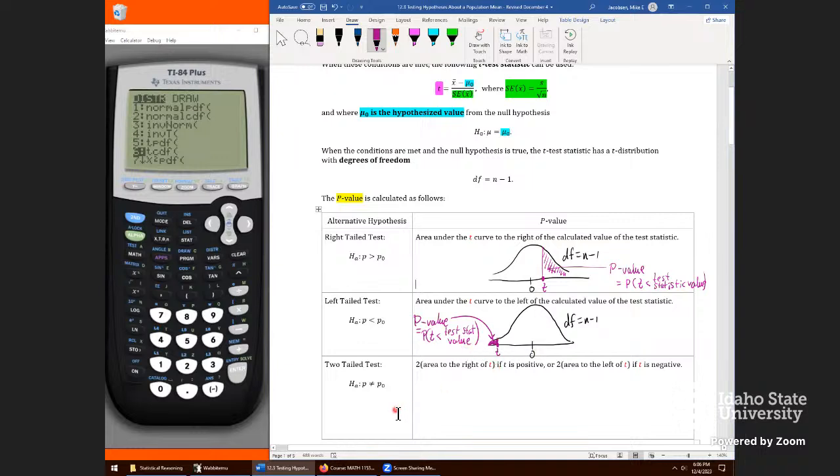Then the two-tailed test is the trickiest one. But any questions so far, folks, to this stage? Yeah.